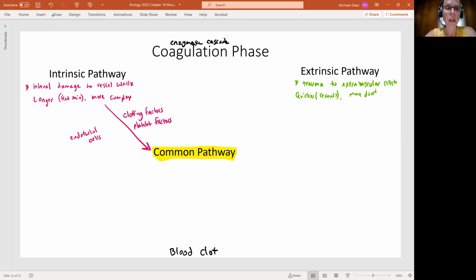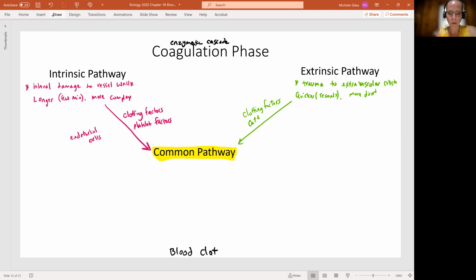Now, depending on the trauma, you probably have intrinsic and extrinsic pathways happening simultaneously, right? So if you have a full cut through your vessel, you would expect internal damage, but you would also expect some damage to the cells around. In this case, we're getting clotting factors and we're getting the release of calcium ion, which we mentioned is coming from our platelet cells. And that's leading us to our common pathway.